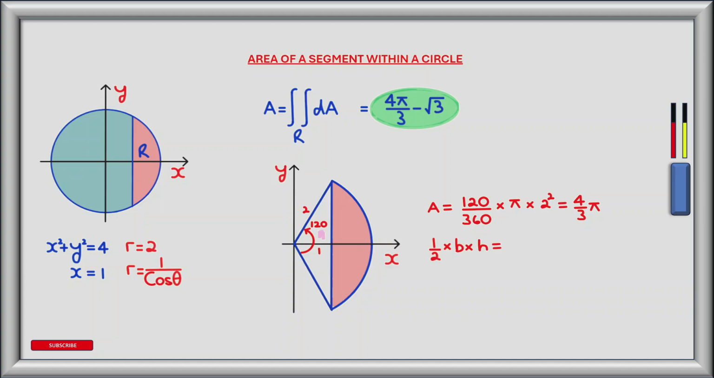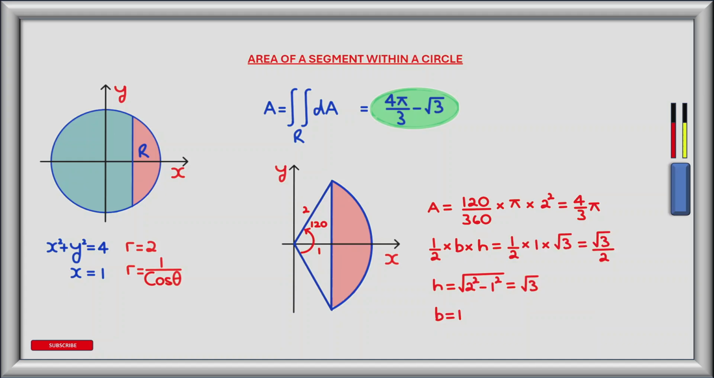And the area of one of these triangles is a half multiplied by the base multiplied by the height. So we can see the base is equal to 1 because we know that the vertical line cuts the x-axis at 1. And we have the radius, which is 2. So we need to work out the height. So we can use Pythagoras to work out the height. So it's the square root of the radius squared minus the base squared, where the base is equal to 1. So the height is equal to the square root of 3.